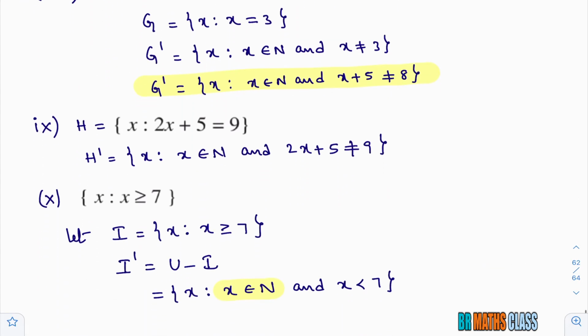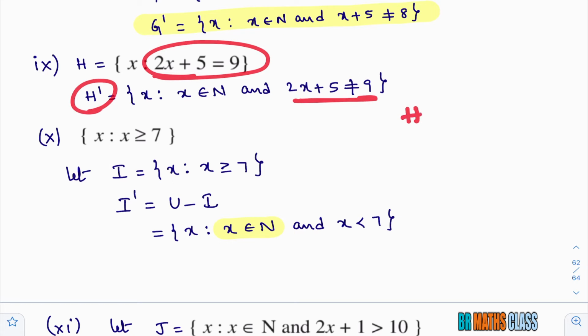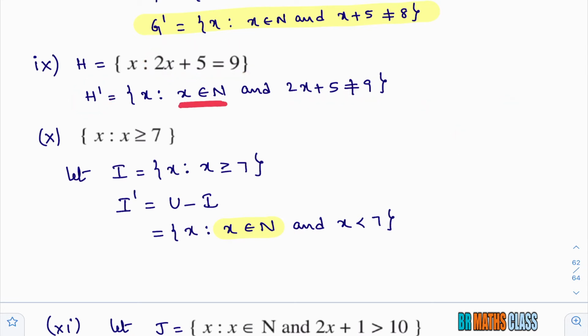Now, come to this ninth bit. They given this one. I named this set as H. Okay, I need to write its complement H dash. Here, what is there? 2x plus 5 equal to 9. H dash means not H. That means 2x plus 5 not equal to 9. But the point is H dash means universal set minus H. Universal set is natural numbers here. Whatever will be present in H dash, they must be natural numbers. That's why I specified here, X such that x is a natural number and 2x plus 5 not equal to 9.